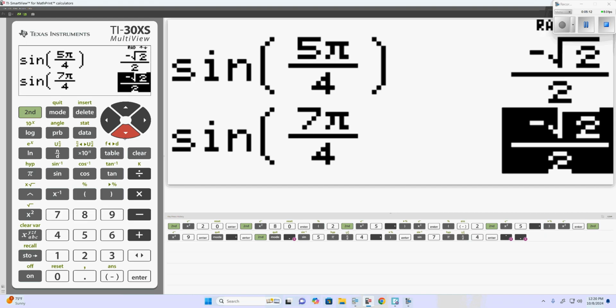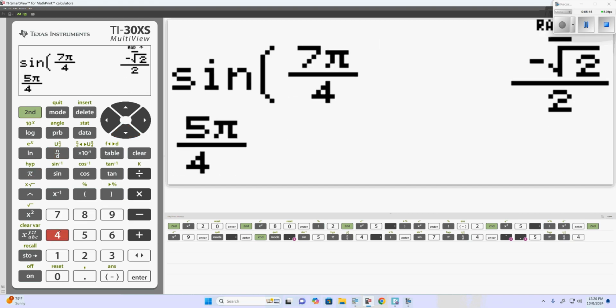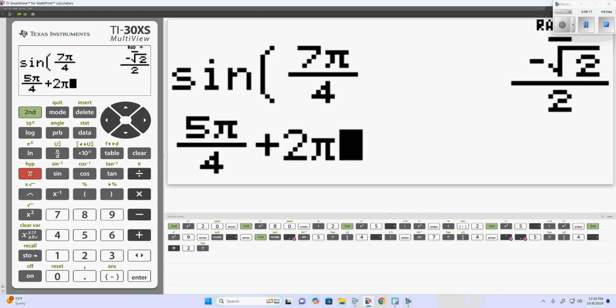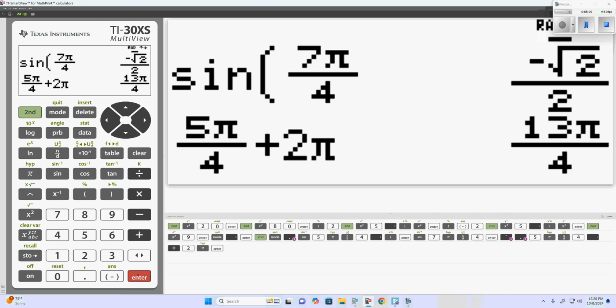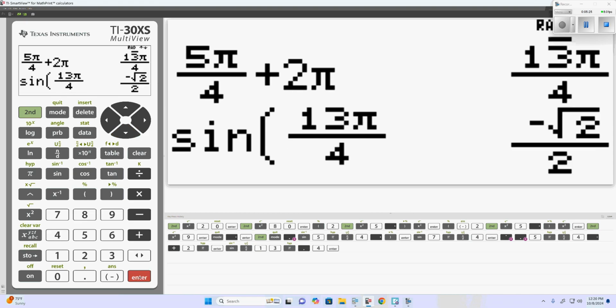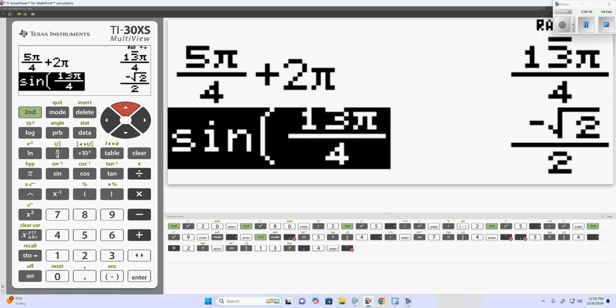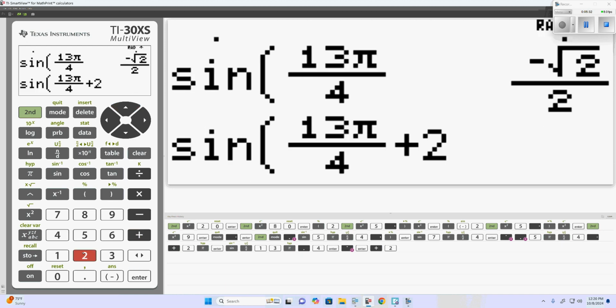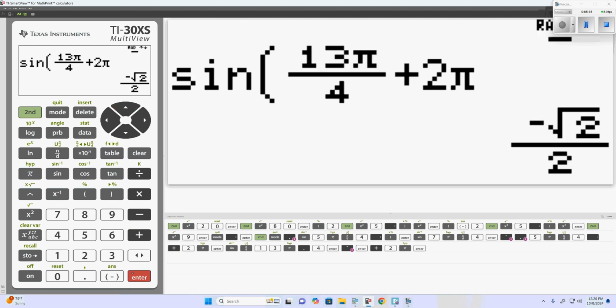Well, 5 pi over 4, if we add 2 pi to it, we get 13 pi over 4. So sine of 13 pi over 4 will give us negative square root 2 over 2. And if we add another 2 pi to it, we'll still get negative square root 2 over 2 because every single coterminal angle for those there will still work. Does that make sense? Questions?